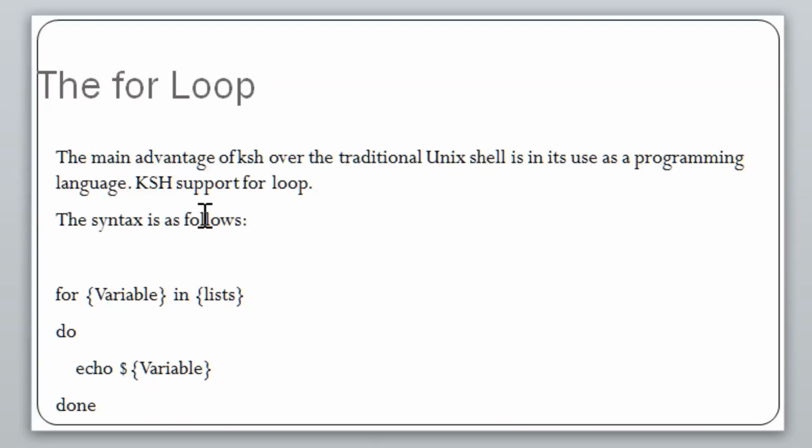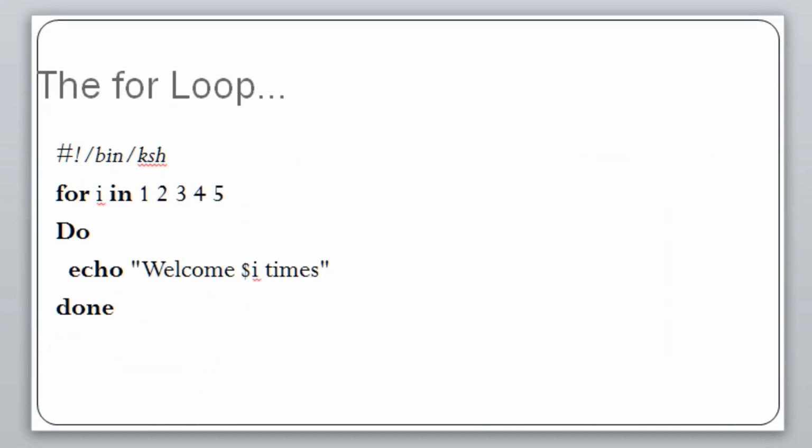The syntax is as follows. You start with for, then you have your variable, which typically is going to be i. I've never seen anyone use anything but the variable i, for consistency. So: for variable in, and then your list; do echo variable; done. Okay. We'll see how that actually looks in a second with this example.